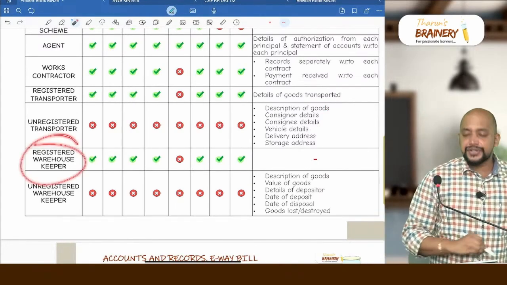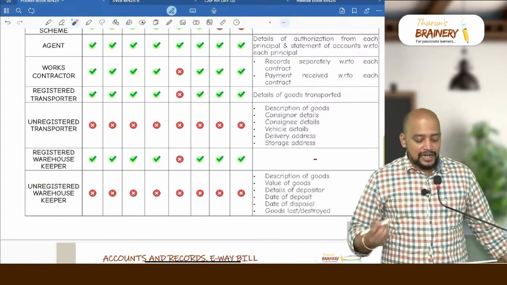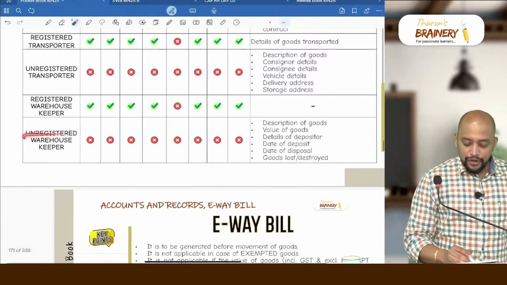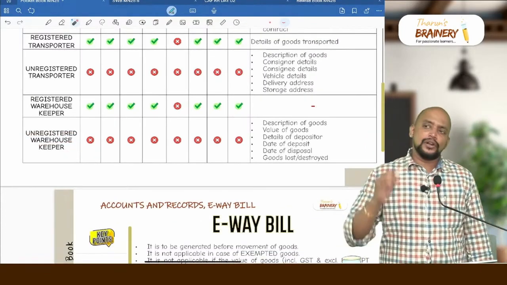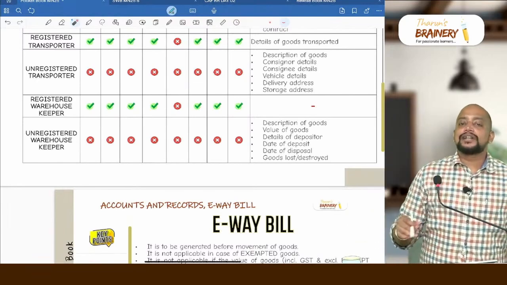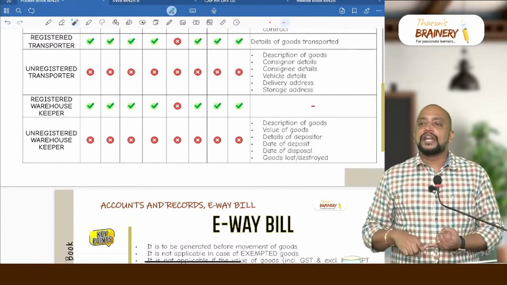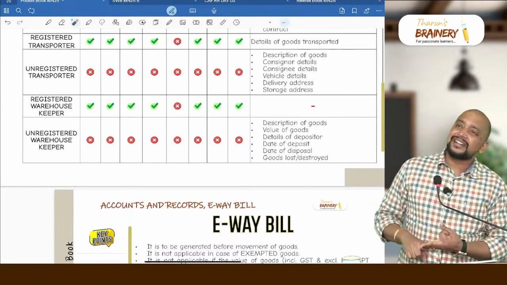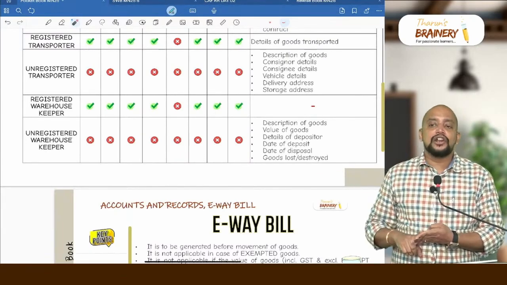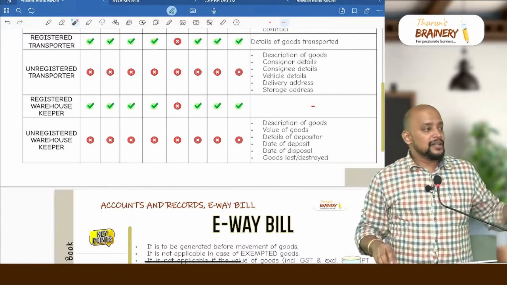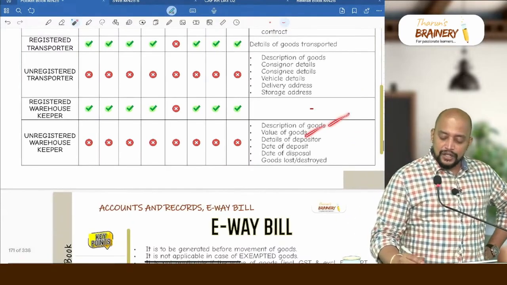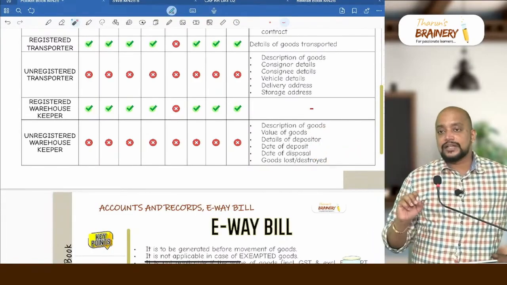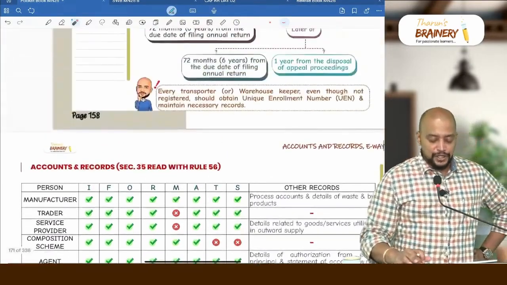Then being a registered warehouse keeper, you need to maintain I formats, and being a service provider, manufacture records are not required. What if you are an unregistered warehouse keeper? Logically, being an officer, what details would you expect from him? What goods are being stored, when they were deposited, when they were cleared, whether there is any loss during that time, and whose goods were deposited. So: description of the goods, value of the goods, details of depositor, date of deposit, date of disposal, and any goods lost or destroyed. These records only we need to maintain.